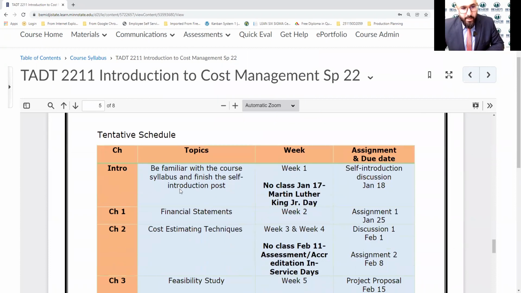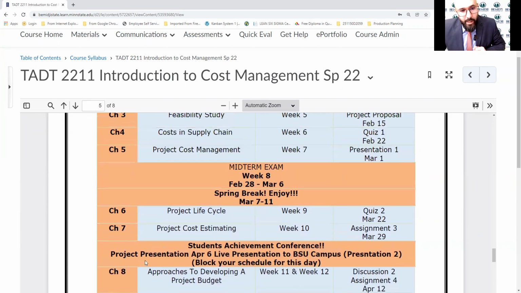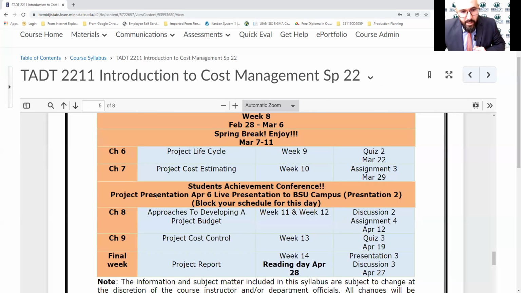This is the course schedule that will keep me and you on target, on schedule. This is where I make sure that I am meeting the goals for this course. For example, if I say discussion 2 and assignment 4 is due on April 12th, we need to make sure that we discuss approaches to developing a project budget in week 11 and week 12. And one thing that I would like to highlight here is April 6th.